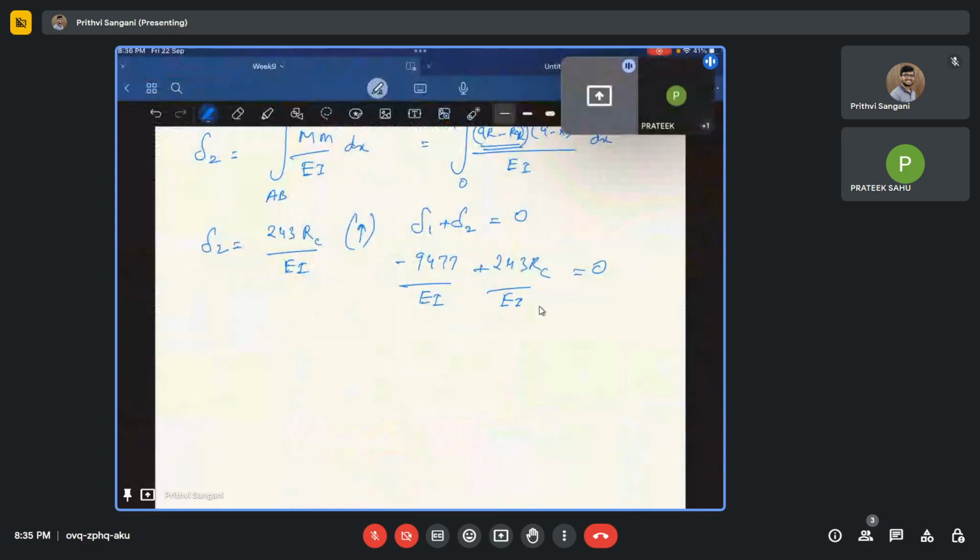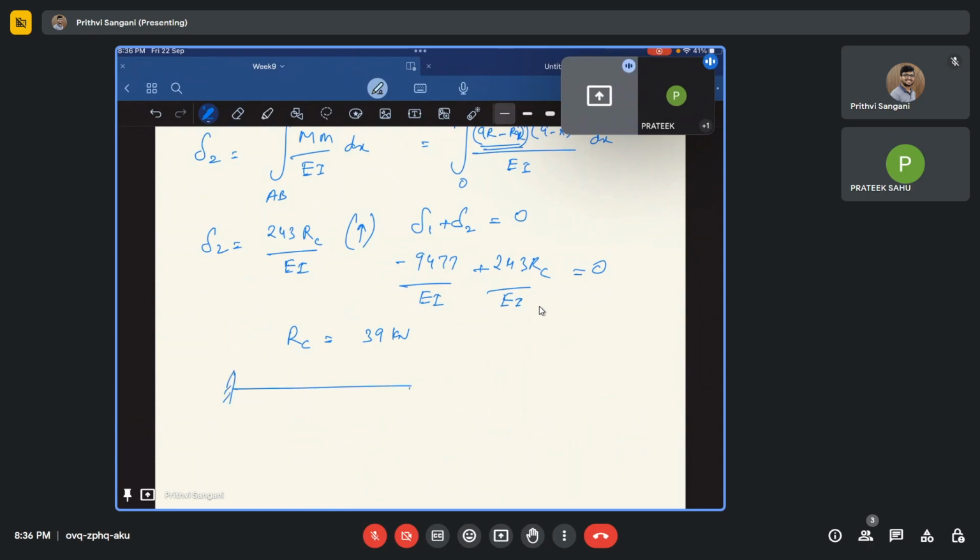Yeah. So this you will get, RC is nothing but 39 kilonewtons. So now you have obtained the support reaction RC. Once you have obtained the redundant force, now you can find out the other forces. So how do you find the other forces?